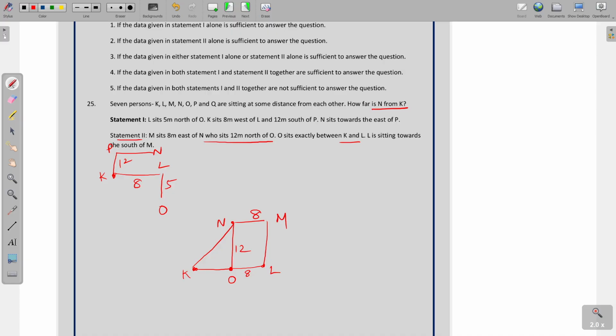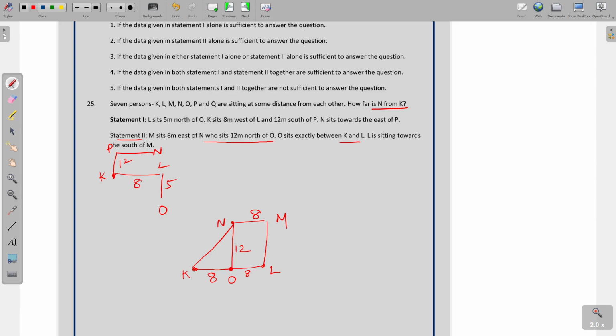ఒకసారి రెండు మనం ఏమన్నా మెర్జ్ చేయడానికి ట్రై చేద్దామా ఒకసారి. L sits 5 meters to the north of O. L sits, సో ఇది కూడా కావట్లేదు మనకి. So, M is 8 meters and N who is 12 meters. O exactly between K and L. K and L. అప్పుడు ఇది కూడా ఏమవుతుంది? ఇది కూడా 8 meters అవుతుంది.